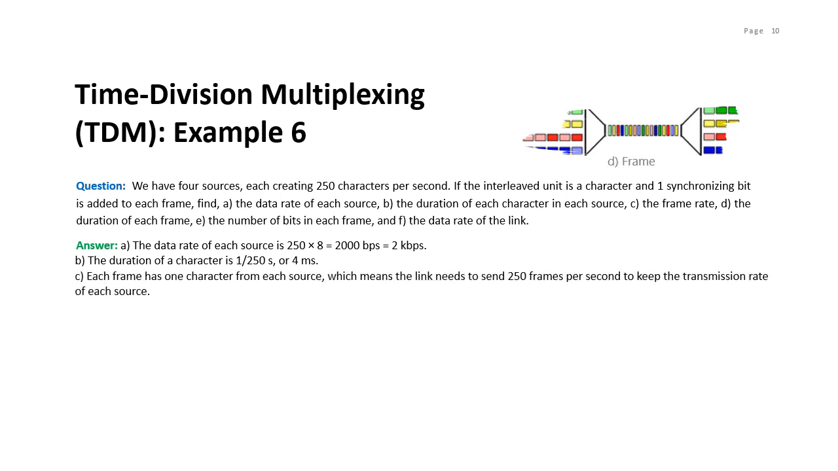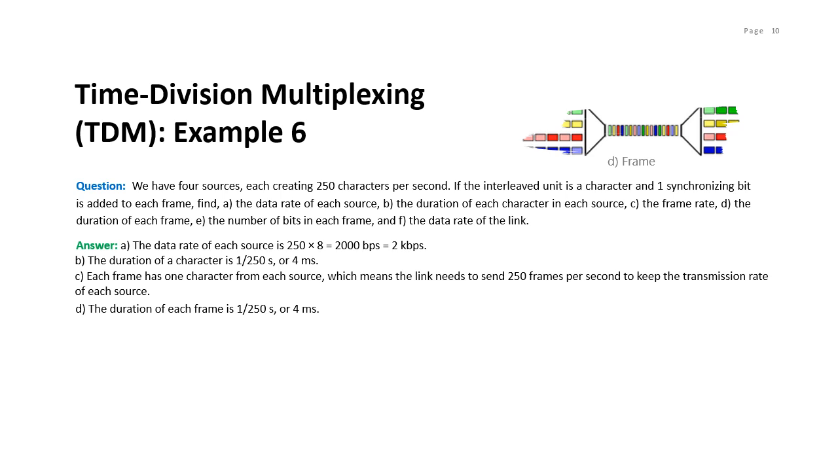For C, each frame has one character from each source, which means the link needs to send 250 frames per second to keep the transmission rate of each source. For D, the duration of each frame is 1 over 250 seconds or 4 milliseconds. Note that the duration of each frame is the same as the duration of each character coming from each source.